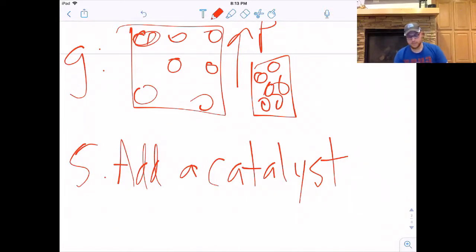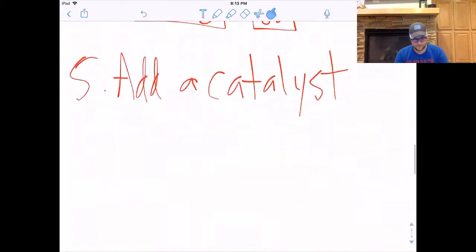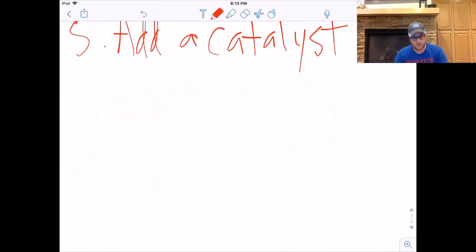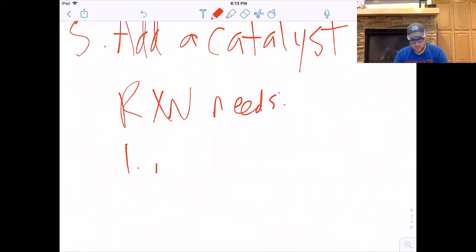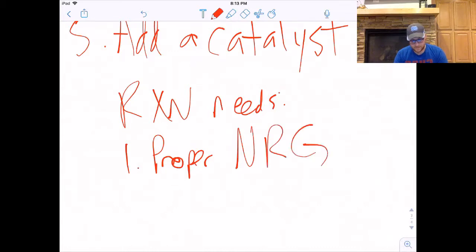If you add a catalyst, and we'll go over more of what that means later, you will increase the collisions and get the reaction to proceed at a faster rate. Either way, what are all of these things doing? Why does this allow them to collide more? Well, a reaction needs proper energy and proper orientation.